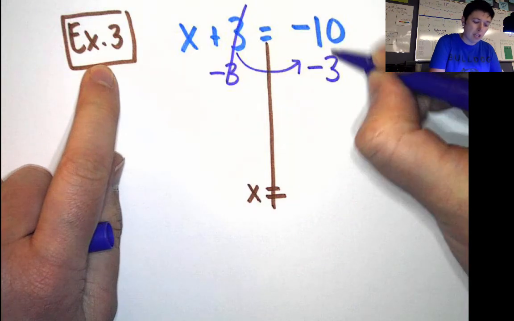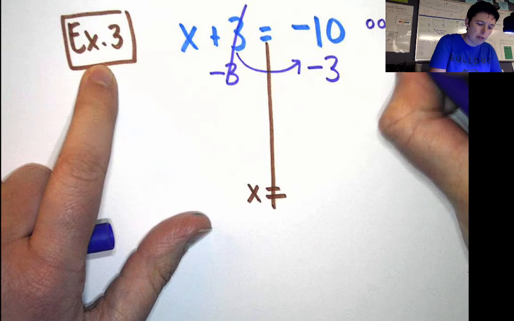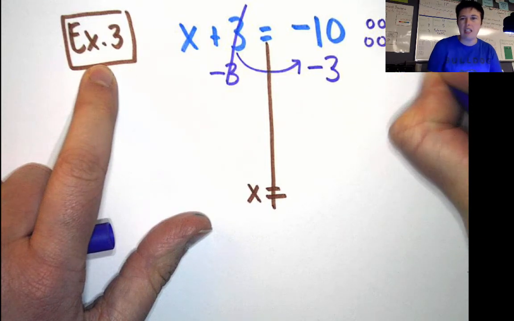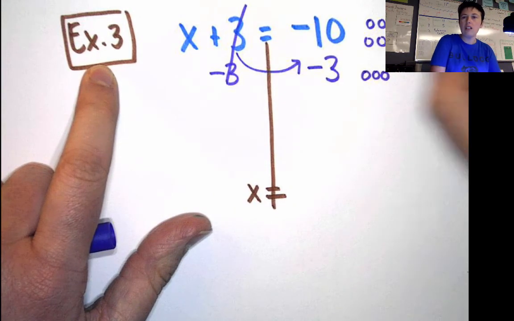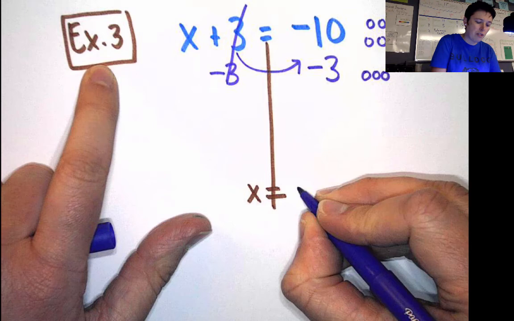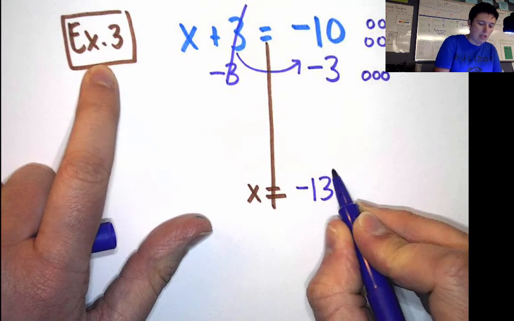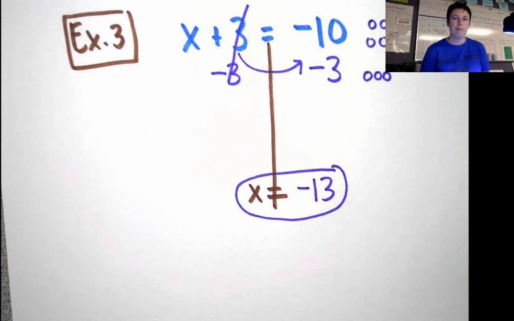Negative 10, take away 3, means I have 10 negatives. 1, 2, 3, 4, 5, 6, 7, 8, 9. There's 10 negatives. And then I have 3 negatives. 1, 2, 3. All together, I have 13 negatives. So x is equal to a negative 13. And that's my answer. Now it's kind of up to you how you want to show your work.